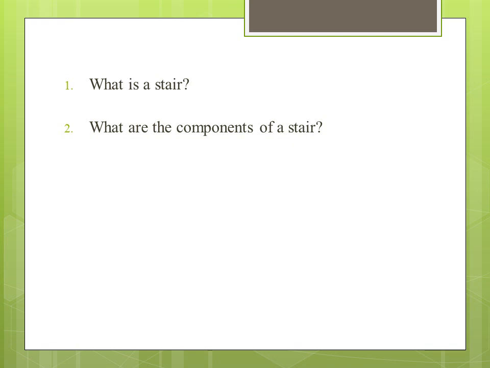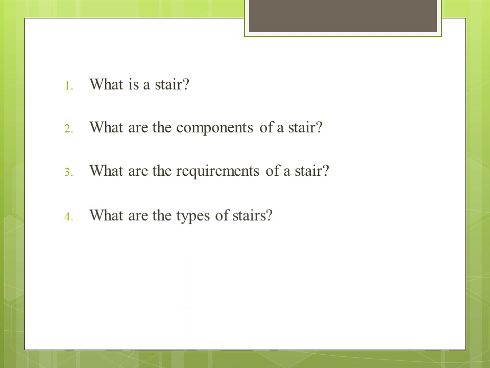By the end of the session, we'll get answers for certain questions. These questions are: what is a stair? What are the components of a stair? What are the requirements of a stair? And what are the types of stairs? We have seen stairs in our residential buildings, in our schools, hospitals, shopping malls, etc.